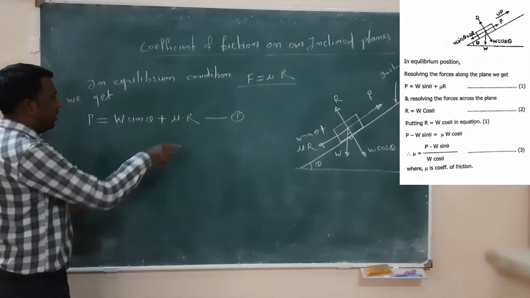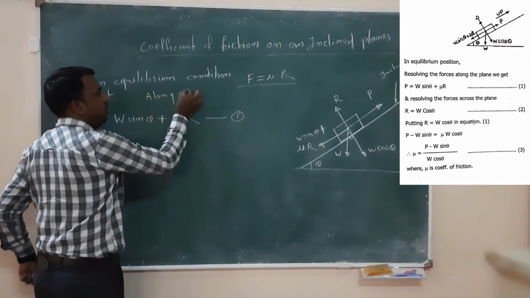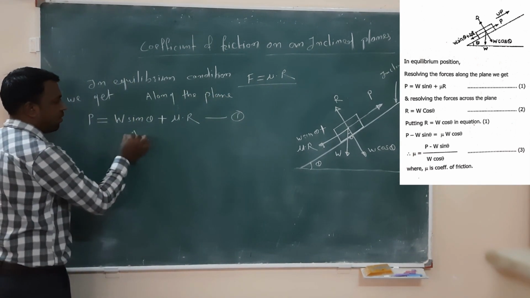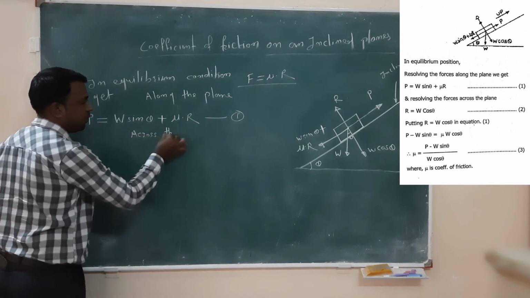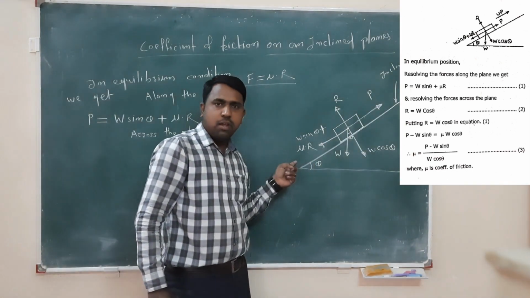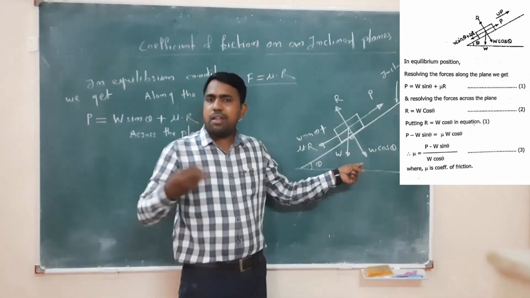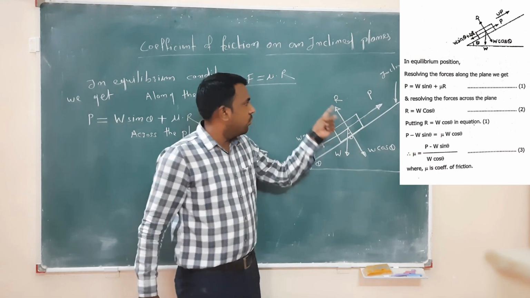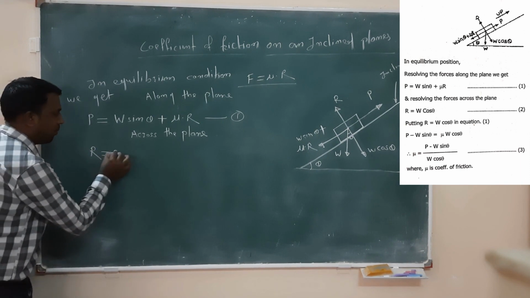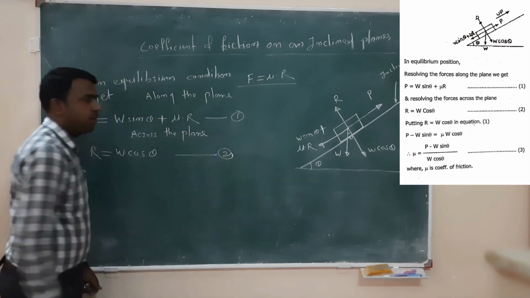Here we resolved the forces along the plane. This is the case along the plane: P is equal to W sin theta plus mu R. Now next we have to resolve the forces across the plane. Across the plane, R is equal to W cos theta. This is our equation number 2.